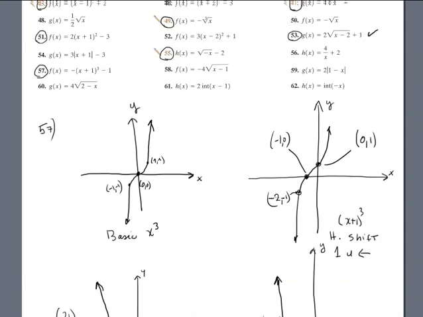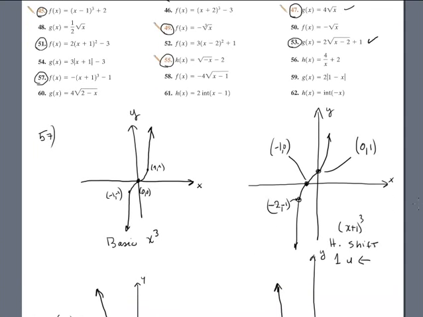Okay, 57. We start with the basic cubic function and the three typical points 0, 0; 1, 1; and negative 1, negative 1. When you transform, a plus 1 inside the parentheses represents a horizontal shift 1 unit to the left. Every first component is decreasing by 1. So this point, 0, 0, would be negative 1, 0.